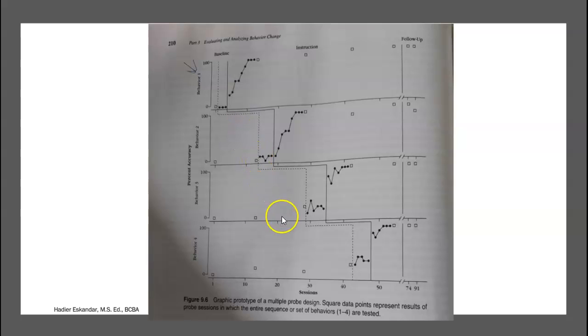So you start with this one. You do a probe on each of the steps, or the behaviors, in the task analysis you're working on. And then you do baseline on this first one. And then you start the treatment, and once the criterion has been reached, you do another probe. Now you're doing this probe for all of the steps, not just this one.